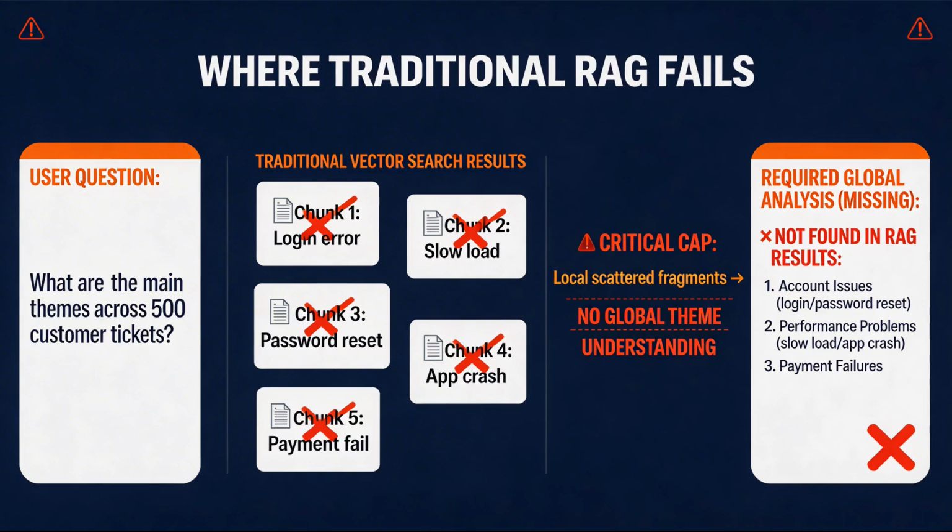But here's where it falls apart. Imagine you have 10,000 documents and you ask, what are the main themes across our customer feedback this quarter? Traditional RAG finds the 5 or 10 chunks most similar to your query. But the real answer requires understanding patterns across hundreds of entries.